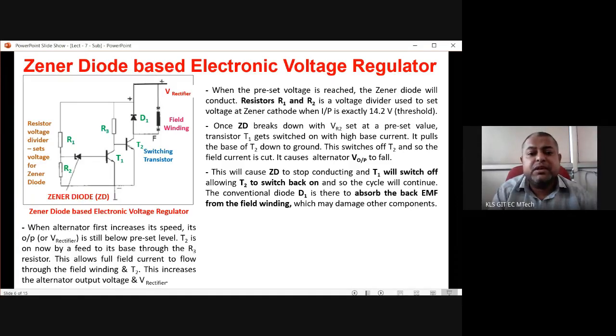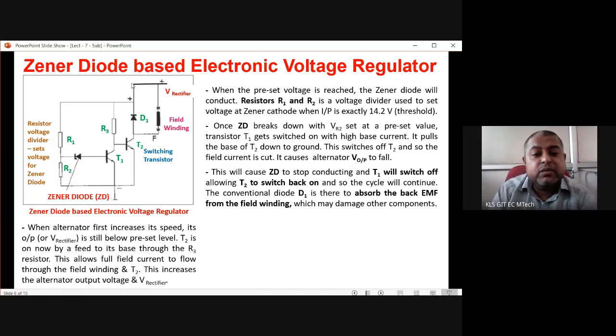And if transistor T1 is switching off, at that time T2 will be on automatically. If T2 is on, again this path will be short circuited: V rectifier, field winding, ground. So the rotor will get supply and the field will get supply, and again the rotor will start conducting and rectifier voltage will keep on building up. So these 4 paragraphs are very important. Just keep on reading them 3 or 4 times, you'll understand.